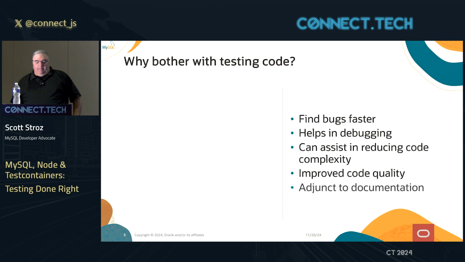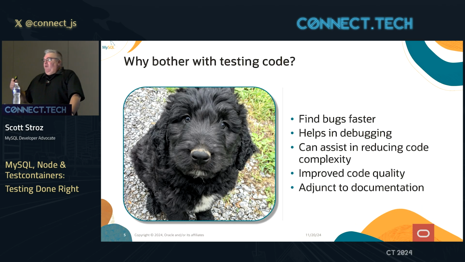So why should we bother testing code? First and foremost, it helps you find bugs faster. If you have comprehensive tests written for your code, the likelihood of a bug making it to production is drastically decreased. That percentage will never be zero because it depends on how well your tests were written and if they're actually comprehensive enough for the use cases that will exist out in the wild when your code is being used by humans. It helps in debugging.